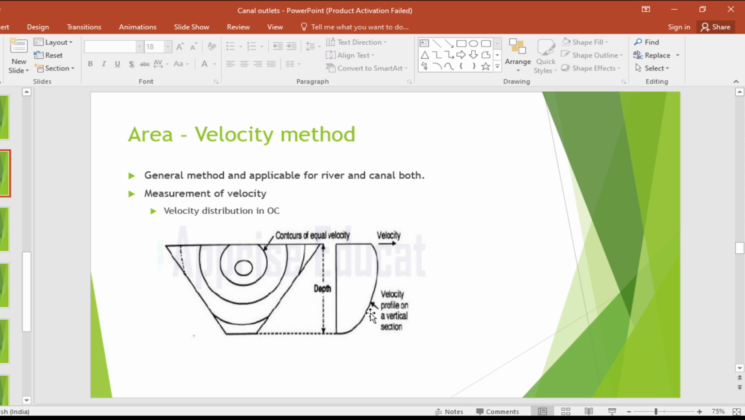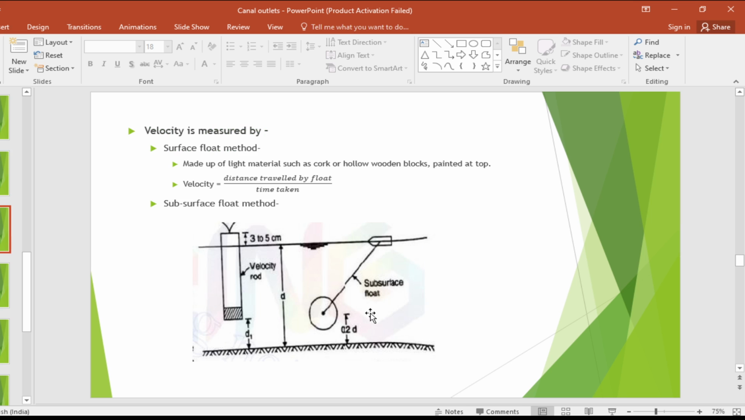Now the velocity in the channel section can be found out by different methods. There is not only one method for measuring velocity, but there are six methods to find out the velocity in a particular channel section. So we'll see one by one.